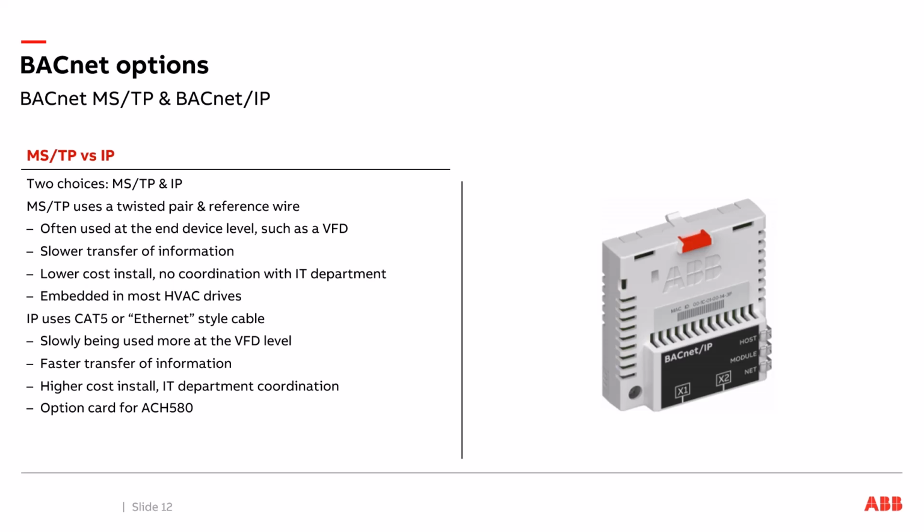It's more resilient to noise. It's a little bit higher cost up front. You've got to coordinate with your IT department. So the cost aspect in HVAC, where a lot of times you're trying to keep that cost as low as absolutely possible, kind of slows down that adoption of having BACnet IP at the drive level. But again, MSTP and IP are just two different ways for the BACnet to get to different products. Different wiring methods are being used.